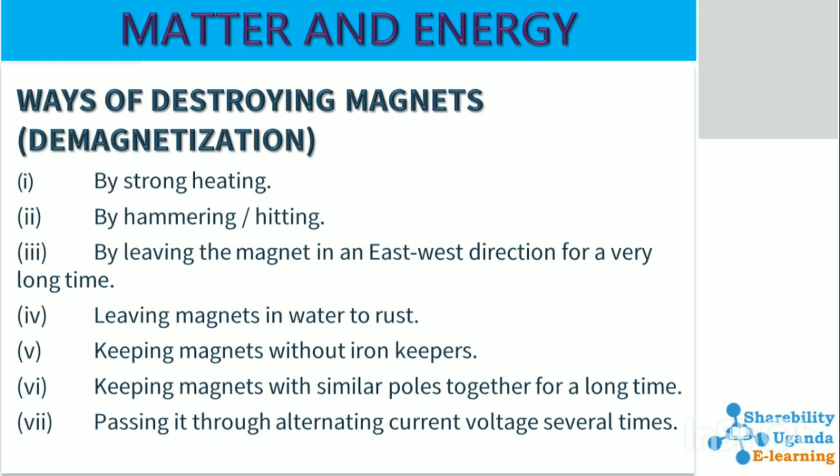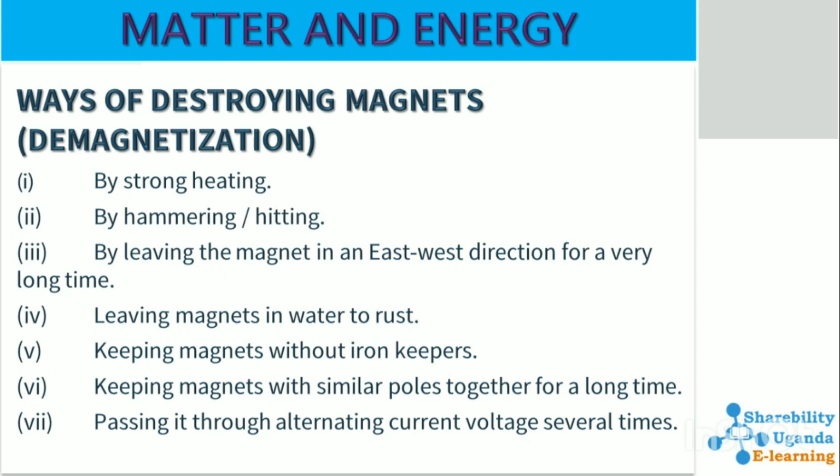By strong heating. When you get a magnet or any magnetic material and place it on fire or any other source of heat for a long time, it will lose its magnetism. And then also by hammering or hitting. When you hit a magnet strongly, it will lose its magnetism.